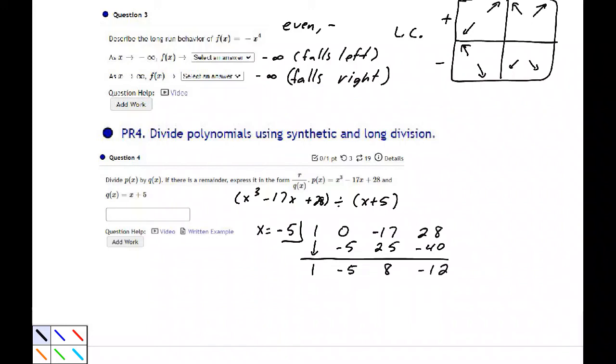So my answer is, I started out with an x cubed, so my answer is going to be an x squared. It'd be x squared minus 5x. These are coming from the values I got in my table. Negative 5x plus 8 minus 12 divided by x plus 5, because that was my divisor. And again, there's work to be added with that. You always want to watch your positives and negatives, and definitely look out for missing terms if there are any.